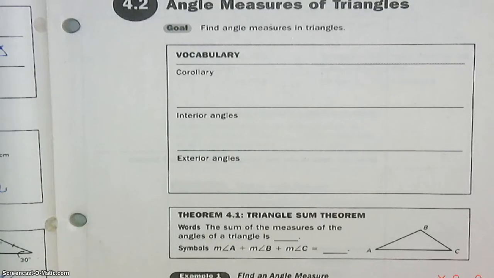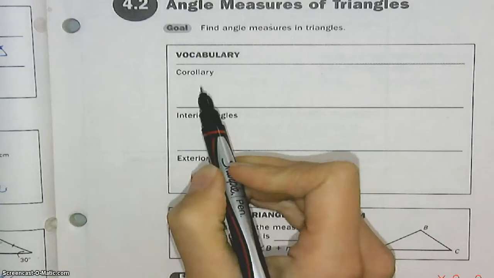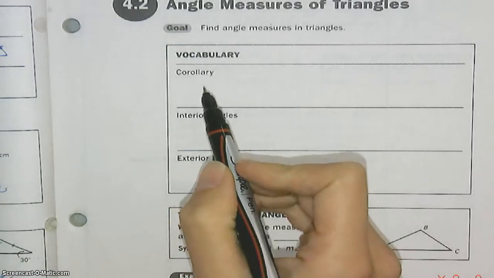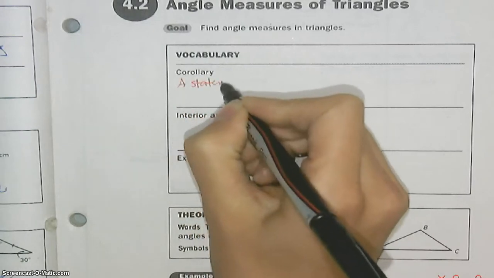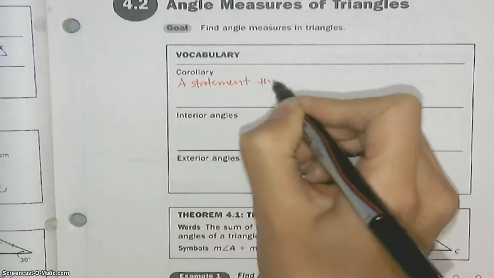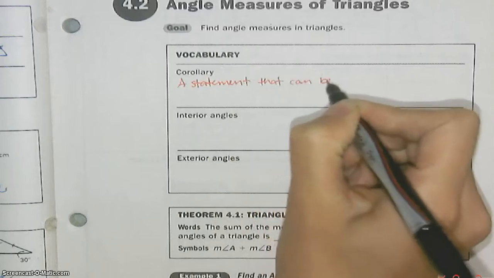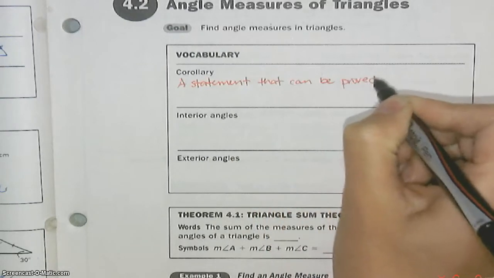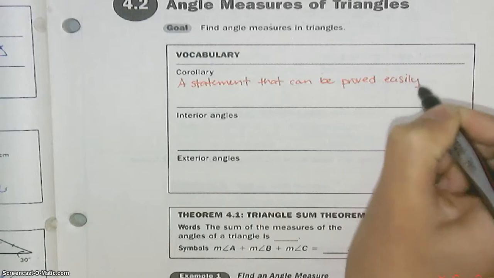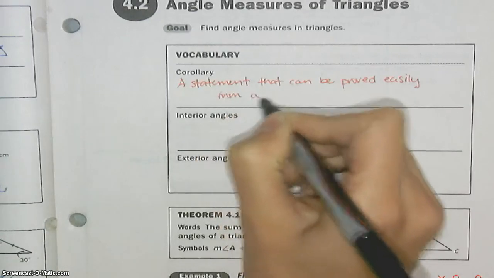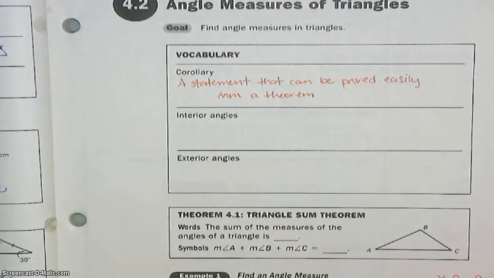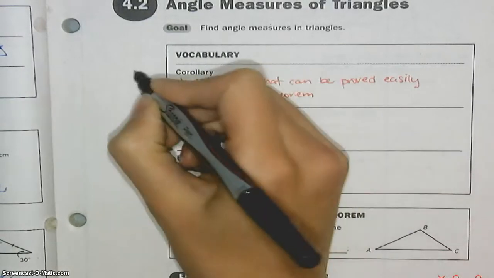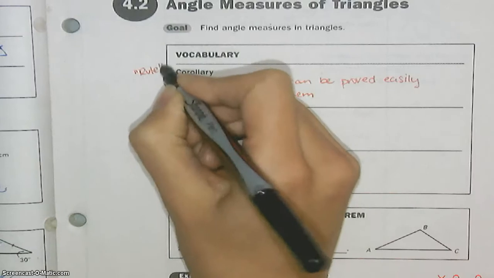Before we begin, we need to talk about the vocabulary to make sure you understand as we're going through this. You're going to see the word corollary in the lesson once, I think. A corollary is a statement that can be proved easily from a theorem. If you remember, a theorem is a true statement, it's a rule. So a corollary comes right after a theorem. It goes really nicely with a theorem, but to think about it, it's just another rule.